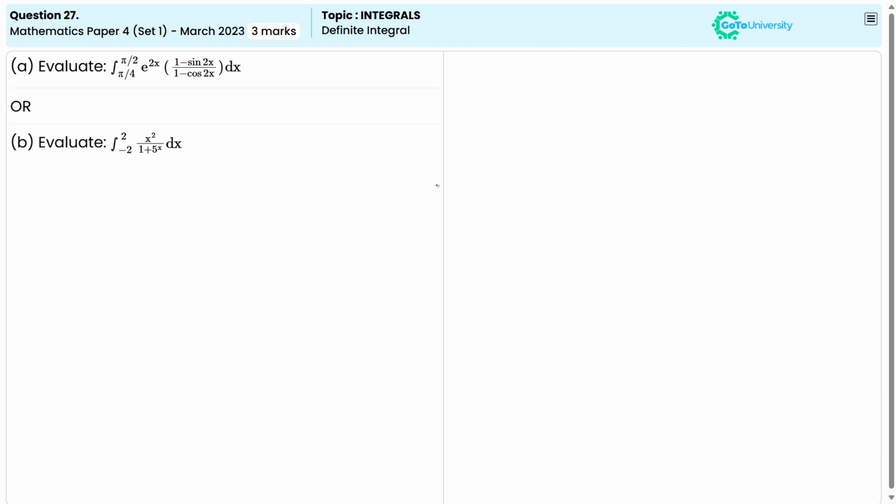Now, let us solve question B. Here, the question is: evaluate the integral of the limits from -2 to 2, x square by 1 plus 5 power x dx. Let us take the given value I equal to integration of the limits from -2 to 2, x square divided by 1 plus 5 power x dx. Now we know that integration of the limits from a to b, f of x dx, is equal to integration of the limits from a to b, f of a plus b minus x dx.